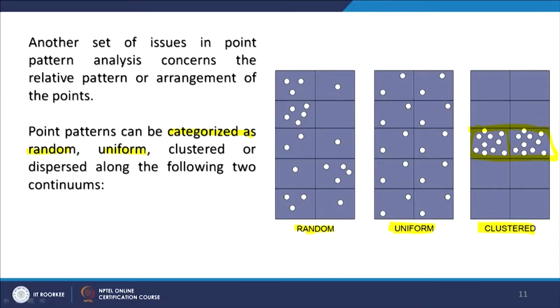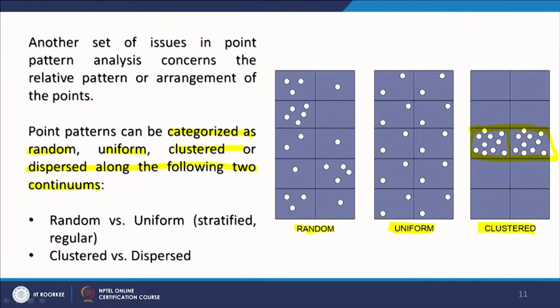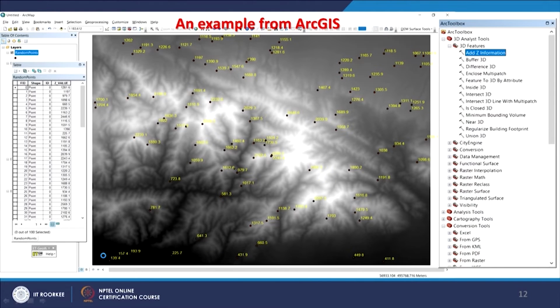Point patterns can be categorized as random, uniform, clustered or dispersed along two continuums. Random versus uniform, that is stratified or regular, we can decide that. Any distribution of points can be assessed by comparing with the random distribution, clustered or dispersed, and we can do that too. So with the two continuums, whether the points are uniformly distributed or randomly distributed, whether points are dispersed or clustered, all these kinds of analysis can be done.